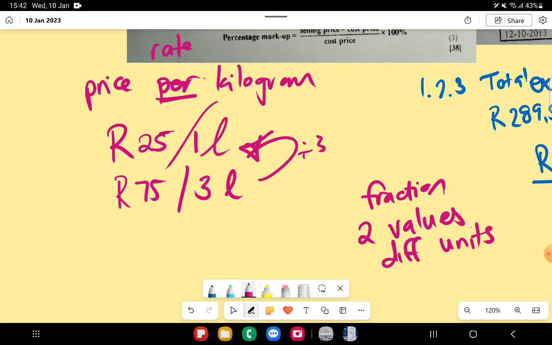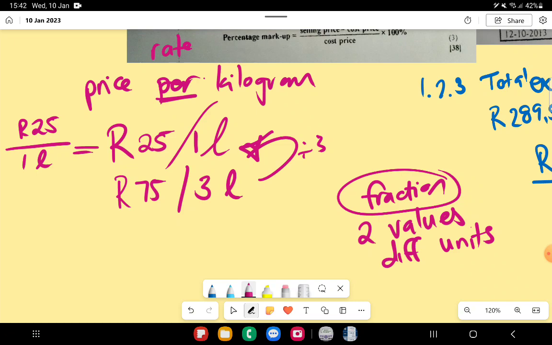The other thing, remember I said it's a fraction. This forward slash actually is a fraction line. This is the same as putting 25 rand as a numerator, your fraction line, and 1 liter as a denominator. So that forward slash is actually a fraction line. So now that we understand what a rate is, we understand what we need to calculate.